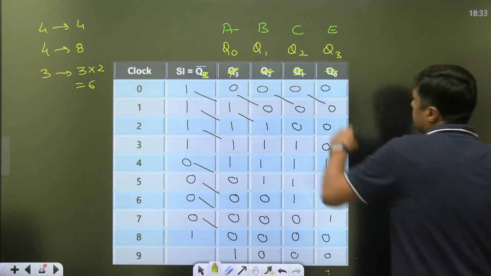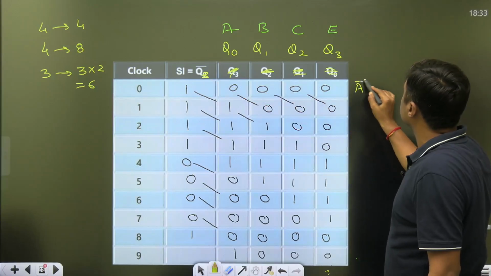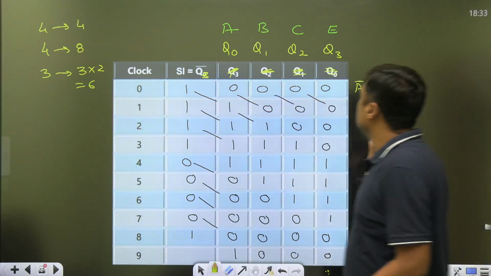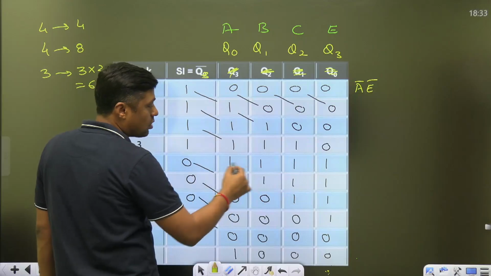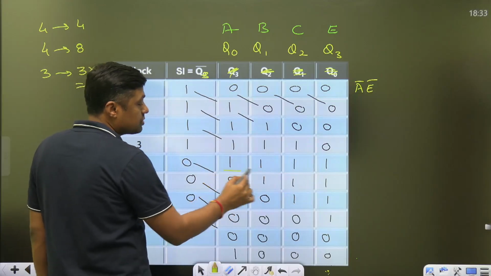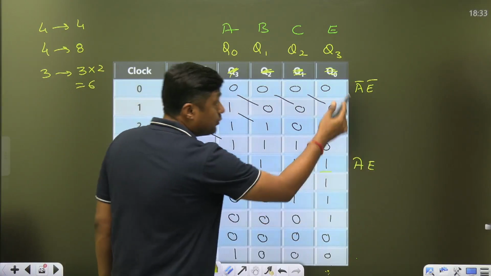If all are 0, you have to choose the last two. So it will become A bar, E bar directly. Right? Similarly, if all are 1, for example, in the fourth state, where all are 1, then you can choose the last two, this one and that one. It will become AE. You have to use the AND gate.